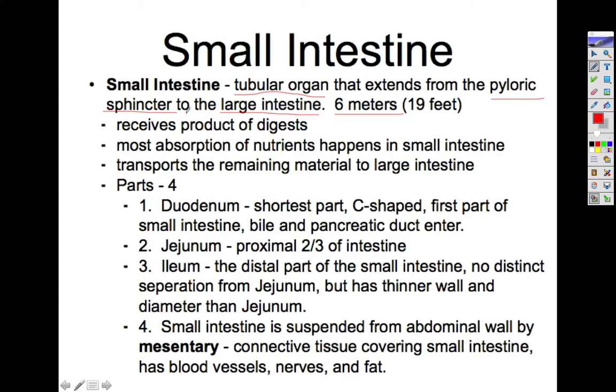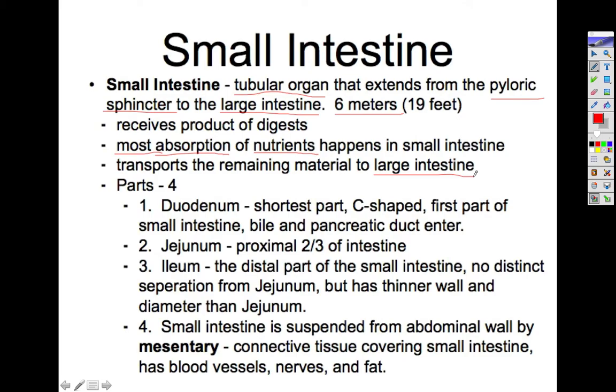Functions. One, it receives the product of digestion. So it receives everything that you've digested from the stomach. Most of your absorption of nutrients happens here. So most of your absorption of nutrients is going to happen in the small intestine. The rest of it, the stuff that's not absorbed, will be transported and carried to the large intestine where it will then leave your body.